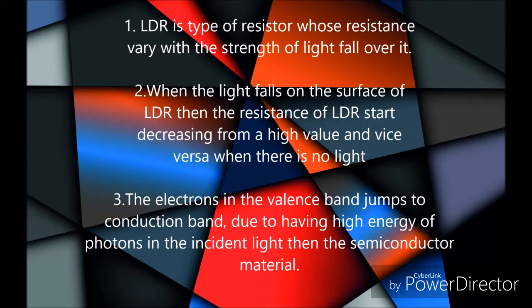This is LDR. LDR is a type of resistor whose resistance varies with the strength of light falling on it. When light falls on the surface of the LDR, its resistance starts decreasing from a high value, and vice versa when there is no light. The electrons in the valence band jump to the conduction band because the photons in the incident light have higher energy than the semiconductor material.